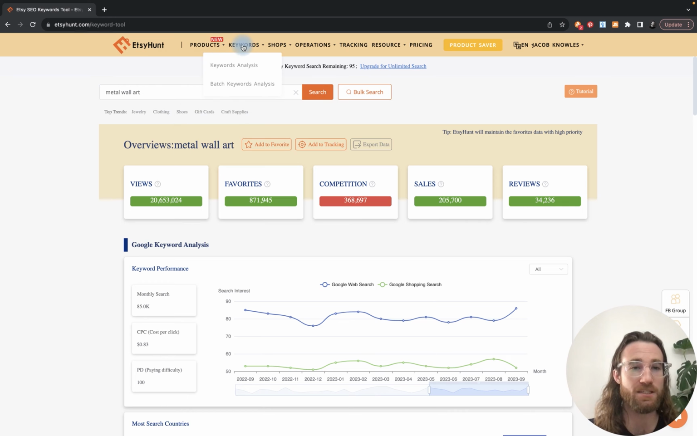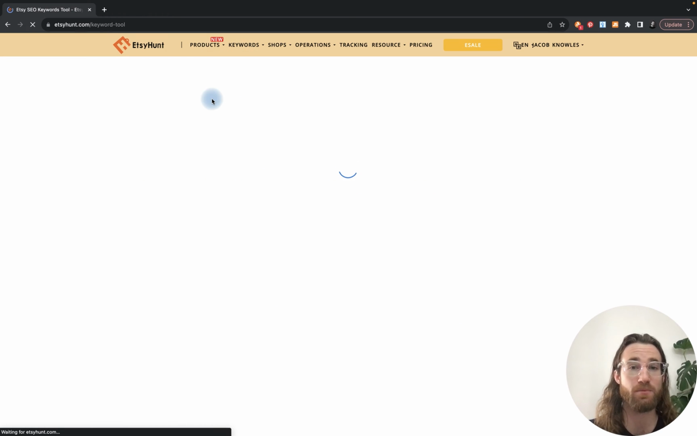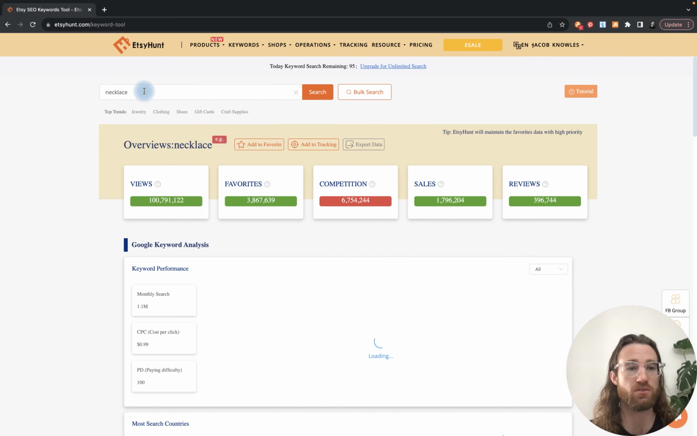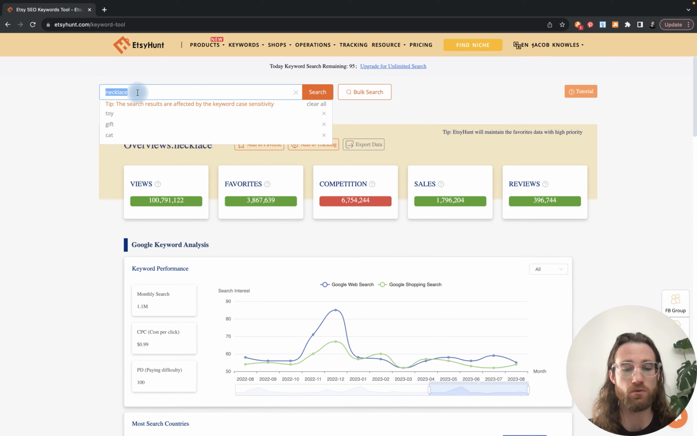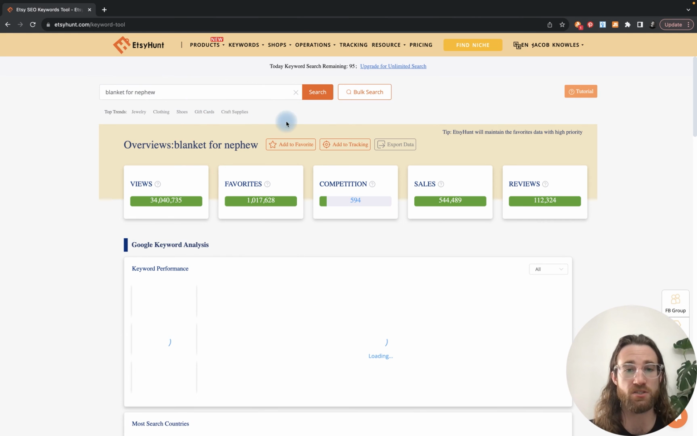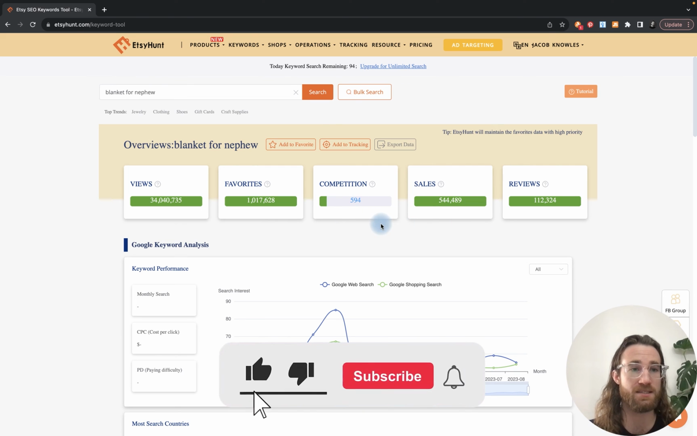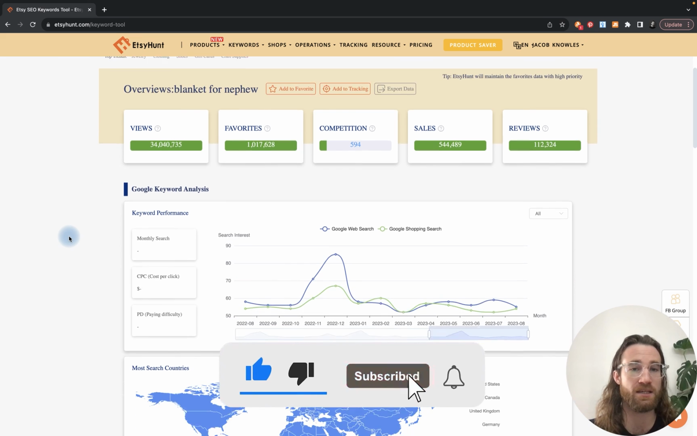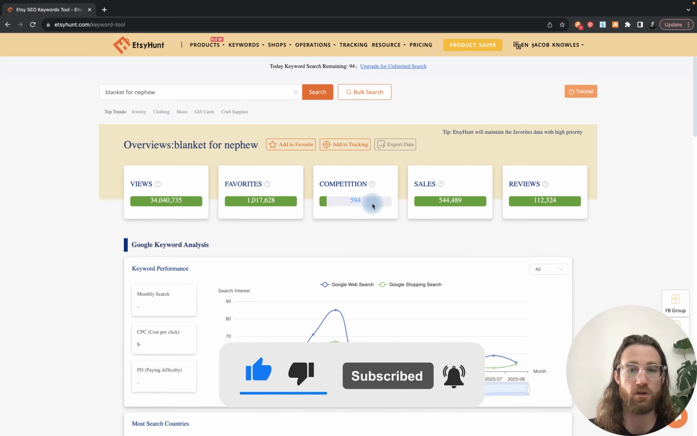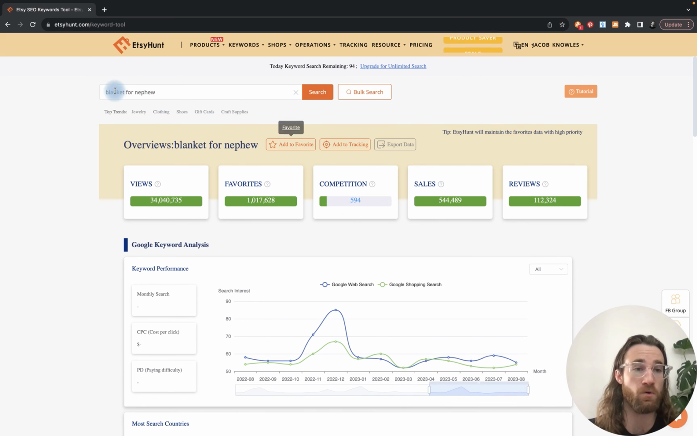Come up to keywords, keyword analysis, and then on this page, you're going to type in your primary keyword. So let's say in this case, let's do blanket for nephew. And I have no idea how much competition this keyword has. So it has very low competition and really good sales volume. So in this case, this is actually something where the main keyword has low competition and good sales. So we might want to sell a blanket for nephews directly.